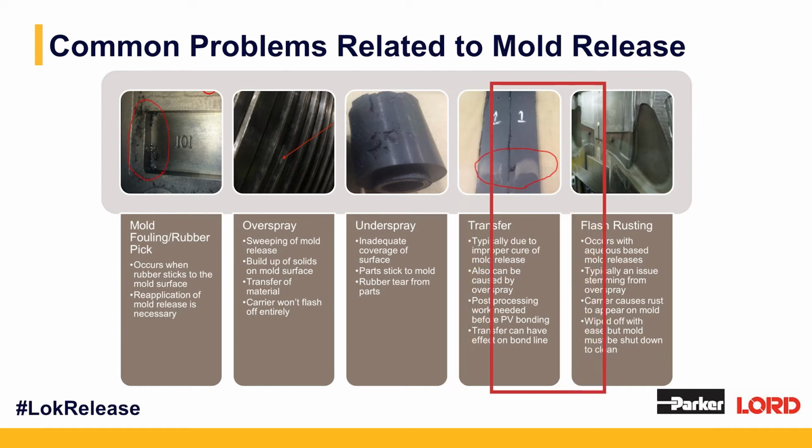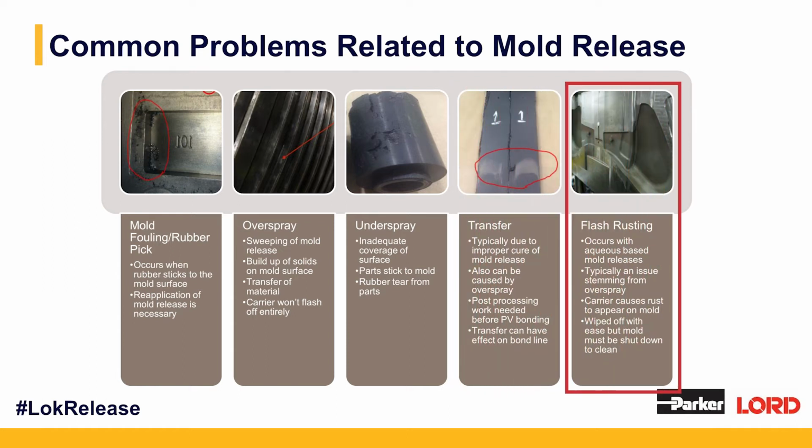Next is flash rusting. This is not generally a concern, but it can occur when you're using aqueous-based mold releases. It is important to not flood the mold with the mold release and apply a fine mist that flashes off almost immediately. Usually the flash rust can be wiped off with a clean dry rag if detected early enough before it becomes a problem.